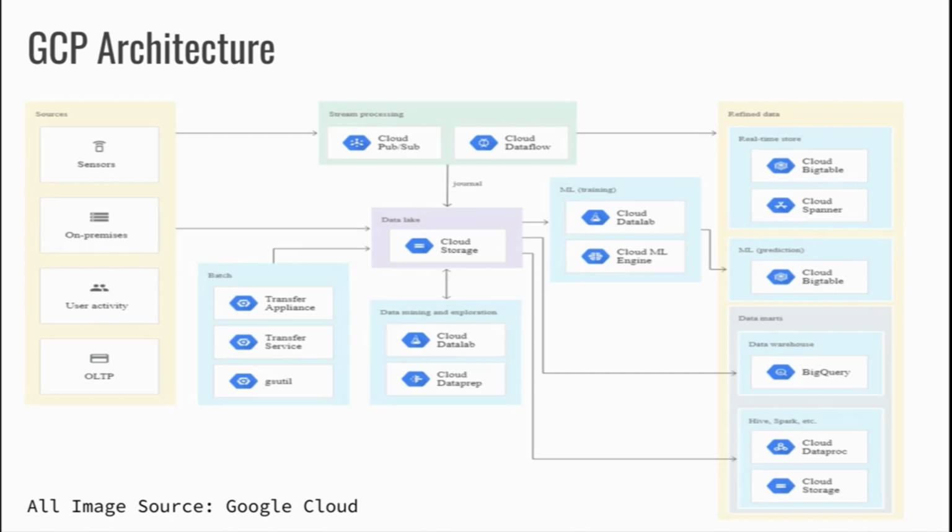So the transfer appliance is basically a high capacity storage server that you lease from Google. You lease it, load all your data, and ship it to a Google Cloud facility, where they will load the data for you into your Google Cloud Storage bucket.